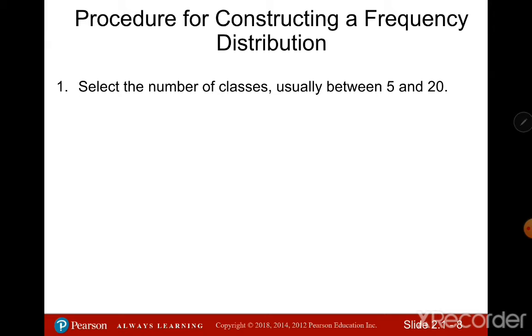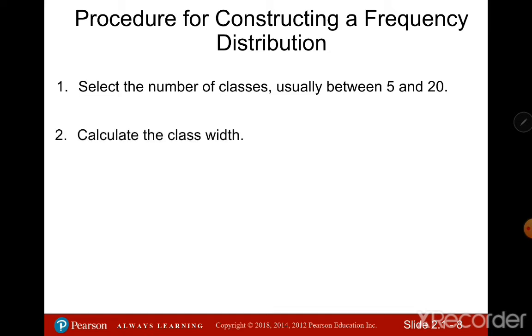So now we should learn how to construct a frequency distribution. First step, we need to select a number of classes. So in our example, we have 5 classes. Most of the time, we just pick a number from 5 to 20. If we do not have lots of values, basically we will just pick 5, 6, something like that.